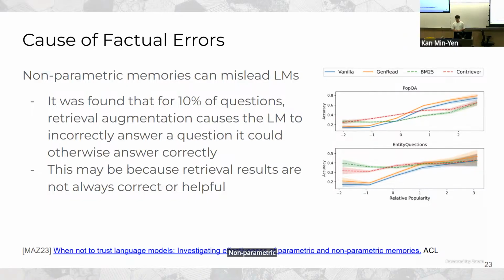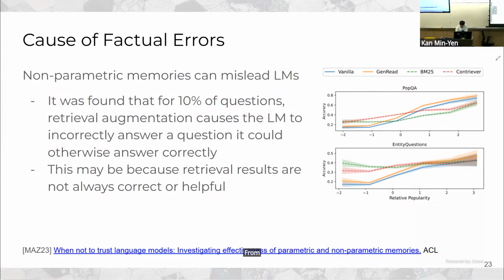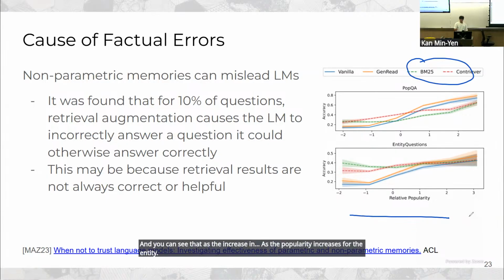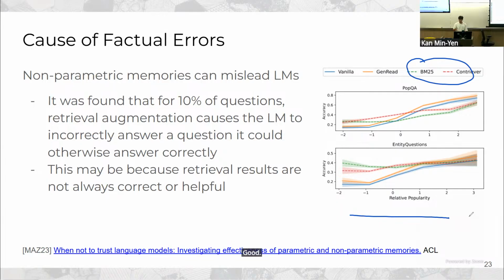And the next example is with non-parametric memories actually misleading the LMs. So from this graph here, the dotted line ones refer to retrieval augmented LMs, while the ones that are not dotted are just the normal models. And we can see that as the popularity increases for the entity, the parametric memories actually outperform the non-parametric memories.